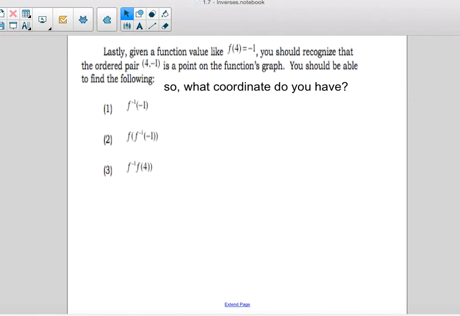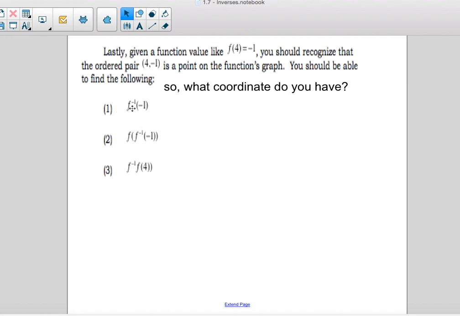All right, so here we go. This is just kind of a review of inverses a little bit. So, if you have a function f of 4 equals negative 1, all that means is you plug in 4 and you get negative 1, right? So you plug in 4, you get negative 1. It's a coordinate point.